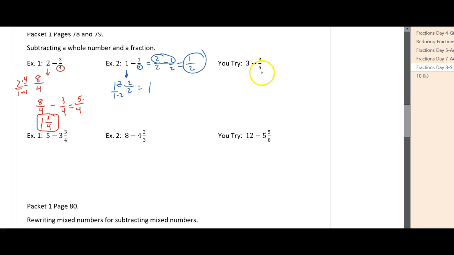So 3 minus 3/5. I'm going to change this to a fraction with the denominator of 5.